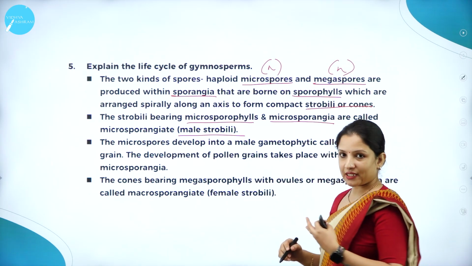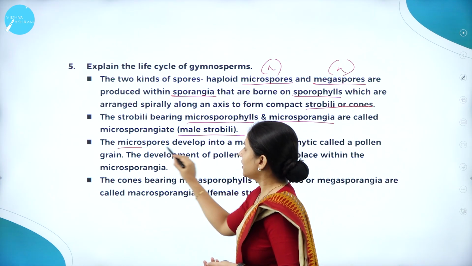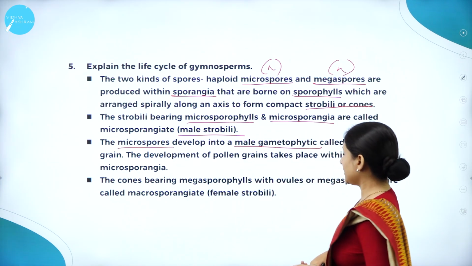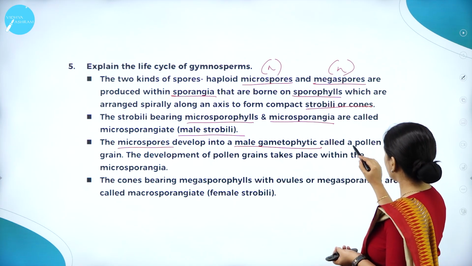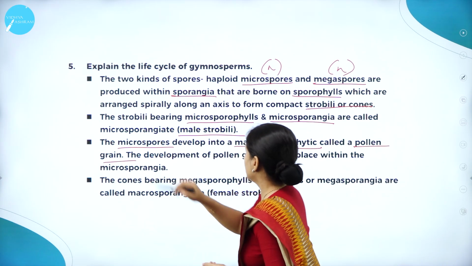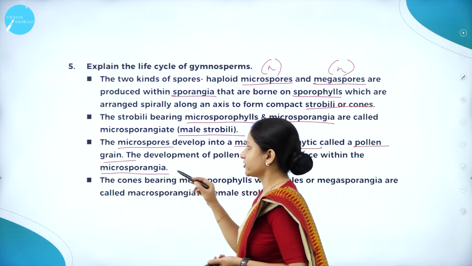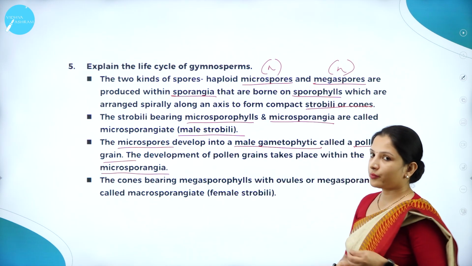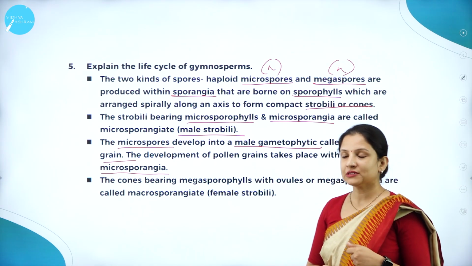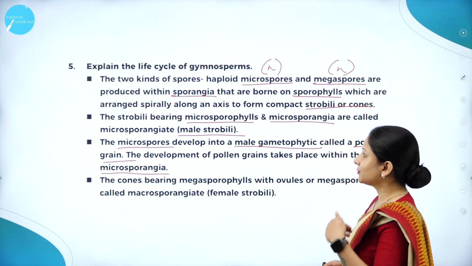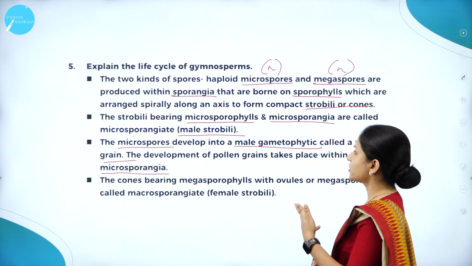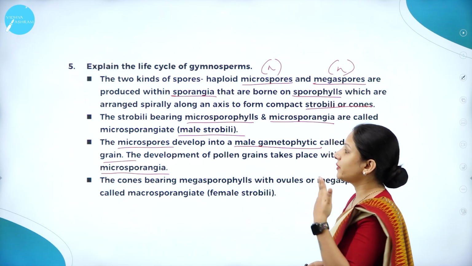So the microspores that are there will develop into what? Male gametophyte, and that male gametophyte is called what? A pollen grain. Then the development of the pollen grain, where will it take place? Inside the microsporangia. So what did we learn here? The strobili contains microsporophylls. In the microsporophylls, microsporangia are produced, which are also called male strobili.